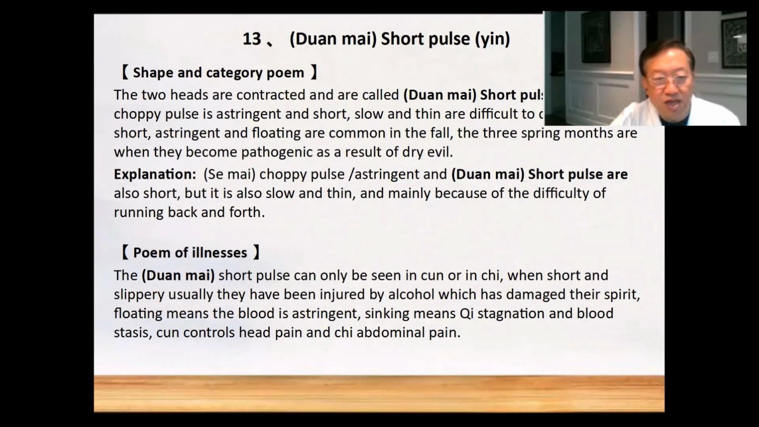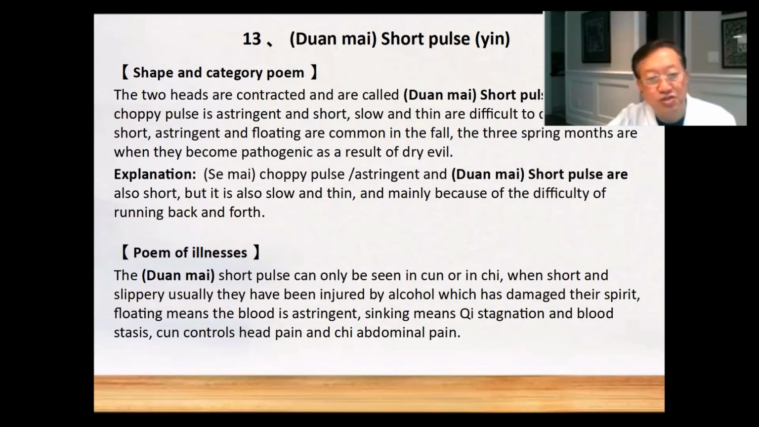13. Duanmai, or short pulse, is in the yin category. Shape and category poem. The two heads are contracted and are called Duanmai, or short pulse. Semai, choppy pulse, is astringent and short. Slow and thin are difficult to differentiate. Short and astringent and floating are common in the fall. In the three spring months they become pathogenic as a result of dry evil.